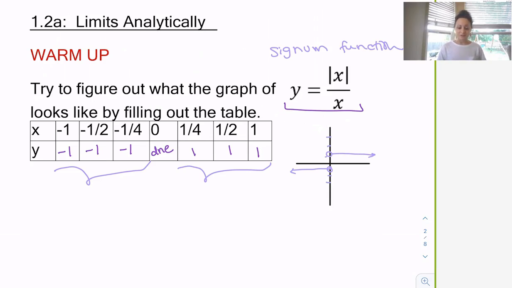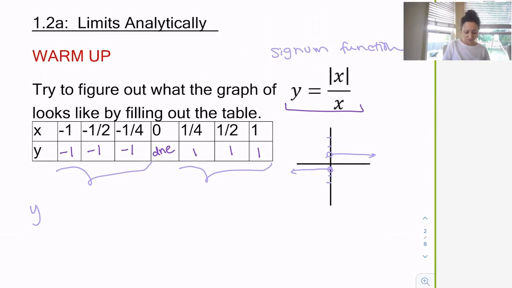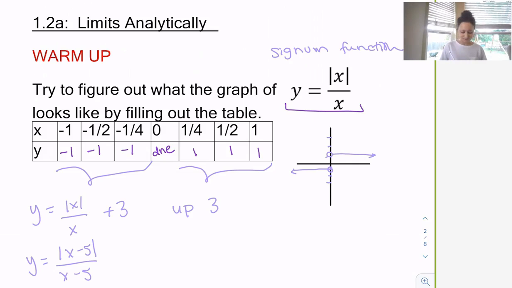So what I want to ask you is, what if instead I gave you y equals the absolute value of x over x with a +3 on the outside? What way would that shift the graph? Yeah, so it's going to shift the graph up 3, right? Now if I wanted to do an inside transformation, I would need to put a plus or minus whatever number anywhere I see an x. So for example, if I want to shift the graph to the right 5, I would need to have an x minus 5 there as well as there. So this would shift the graph right 5.